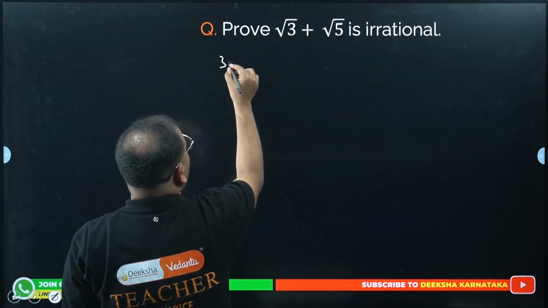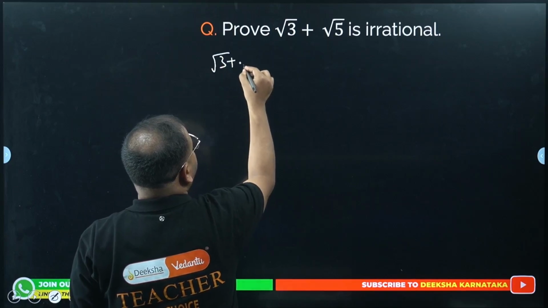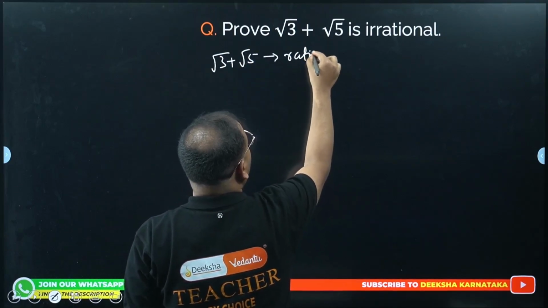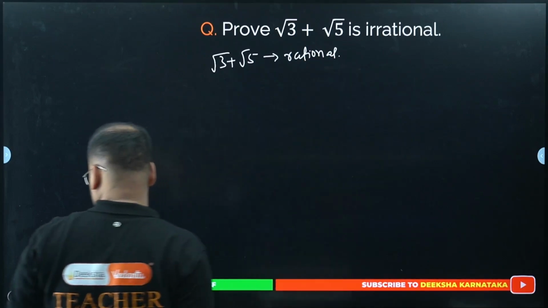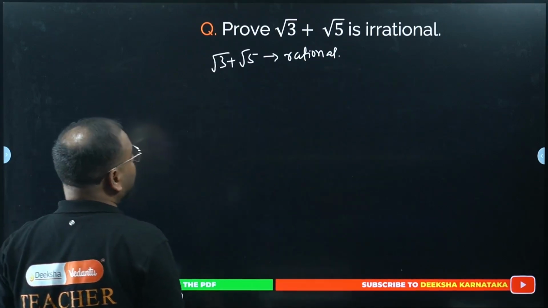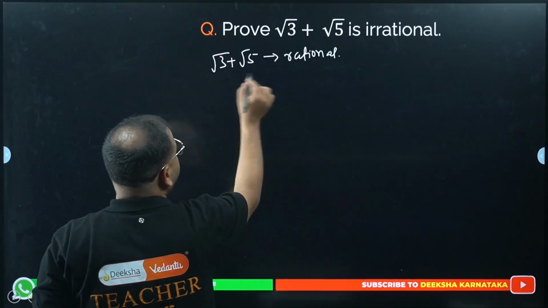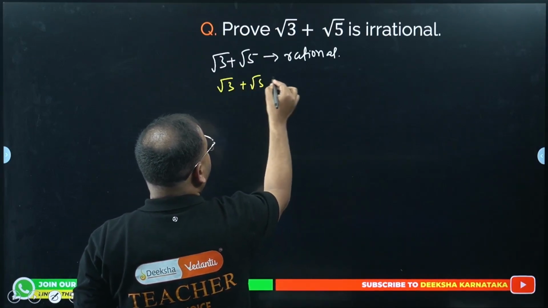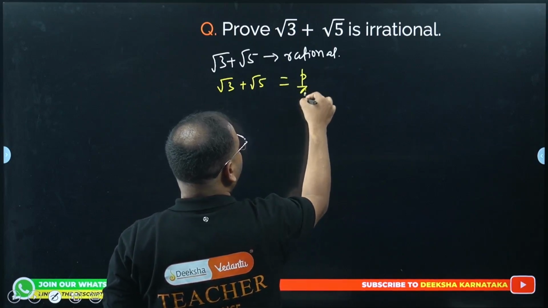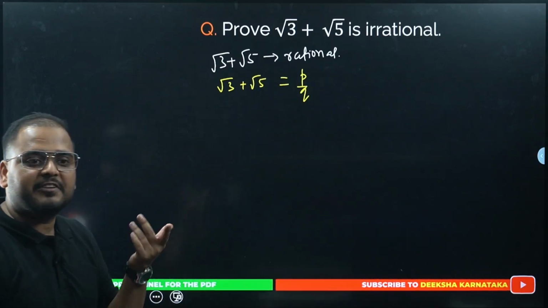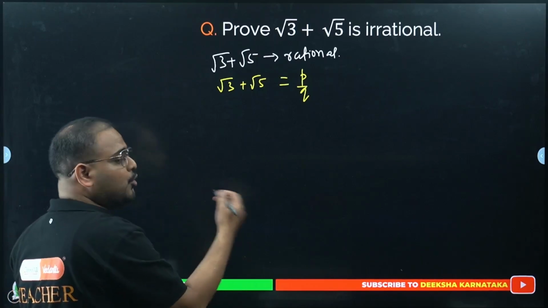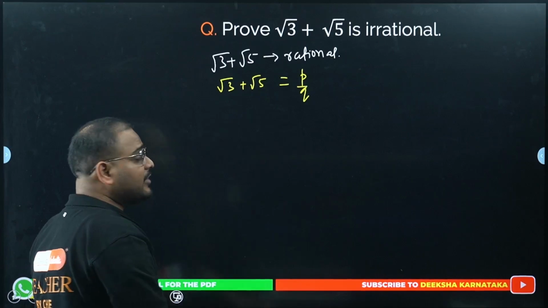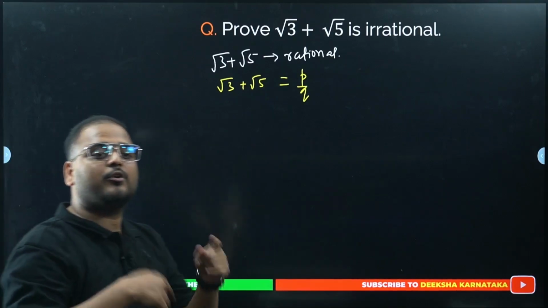So we're gonna assume root 3 plus root 5 is a rational number. It's our assumption. Okay. Now from here, I can say root 3 plus root 5 is equal to P by Q. How? Again same thing, definition of rational numbers. Do one thing, instead of taking on the other side, square on both sides. We can do by taking on the other side also, but again we have to do squaring.